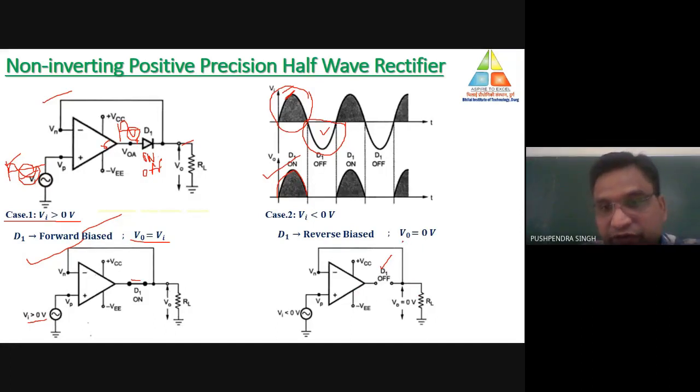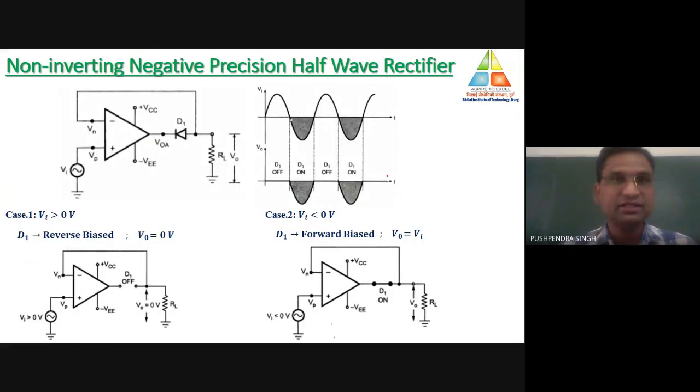That's why the value of output will be how much? Output will be 0. So when the level of the input signal is less than 0, what is the value of output? Output is 0. So this is the basic functionality of the non-inverting positive precision half wave rectifier. Why is it positive? Because only for the positive half of the signal do we get the output. For the negative half cycle, the value of output voltage is 0. So this is the basic principle of the non-inverting positive precision half wave rectifier.